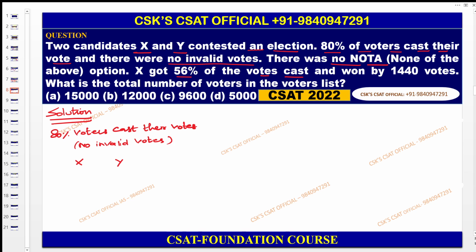So he got, listen very carefully, this is nothing but CV I am taking here. CV is nothing but the casted vote. If anybody is taking notes, you can write casted vote. So this is nothing but 56%. Out of this 80, the rest of the casted vote goes to Y. So therefore this is nothing but 80 minus 56. What is 80 minus 56?